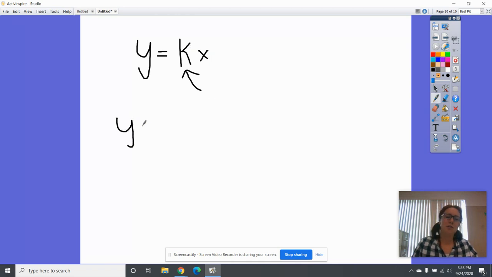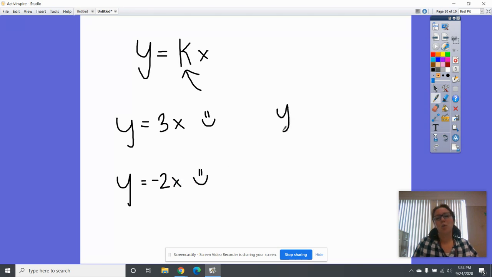So for example, I could have the equation y equals 3x. Yes, that's proportional. y equals negative 2x. Yes, that's proportional. y equals 4x plus 1. No, that's not proportional because it has this plus 1 that we don't want. How about y equals 2x minus 3? No go, it's not proportional.